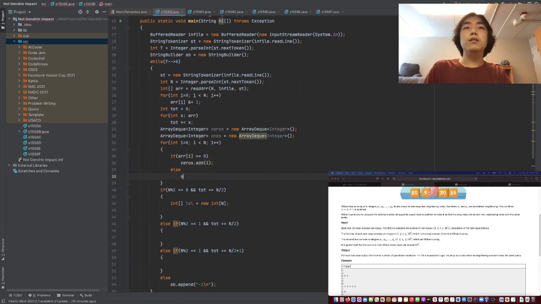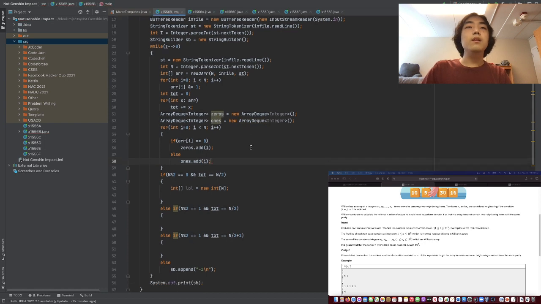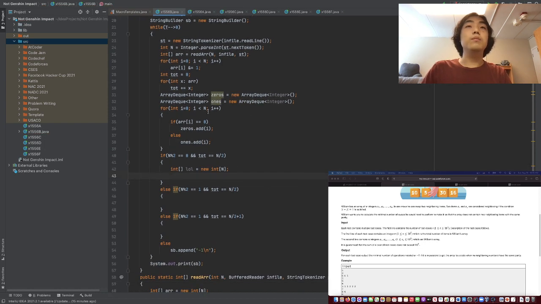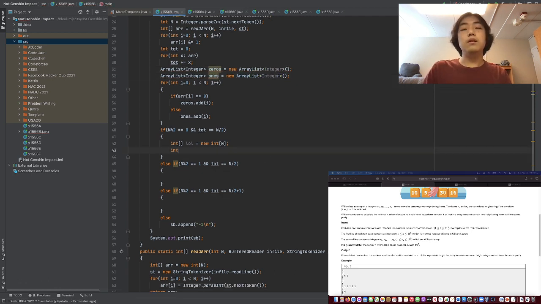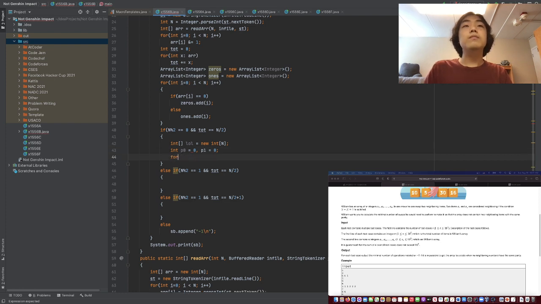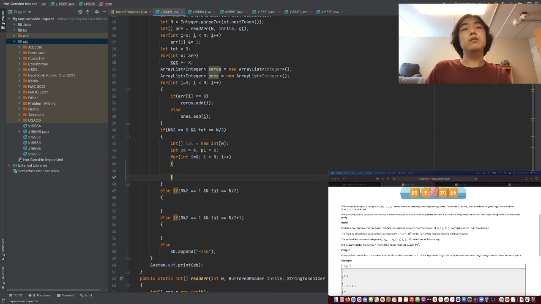We add this, okay, and then we just do... I should use array list. Yeah. All right, p0 is equal to 0, p1 is equal to 0, and i is equal to 0, i plus plus.